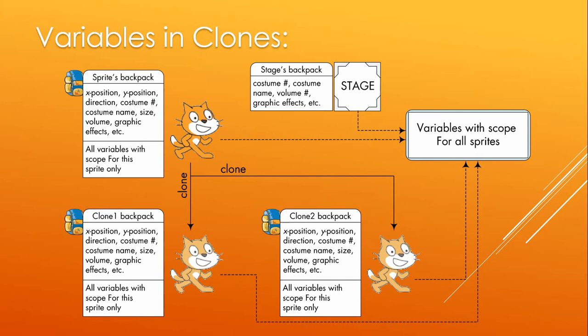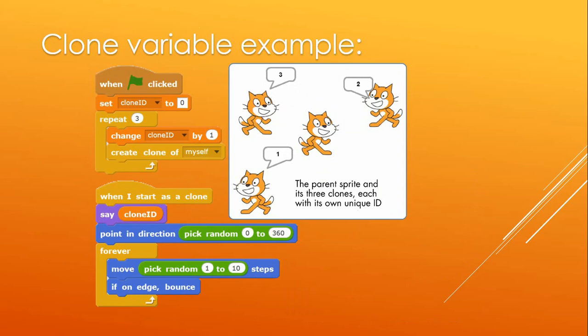Okay, so just remember that as well. So when it comes to cloning, if you want the clone to have his own variable, make sure that you choose the "for this sprite only" option. If you want the clones to all share the same variable and control the same variable, then use the global variable type.